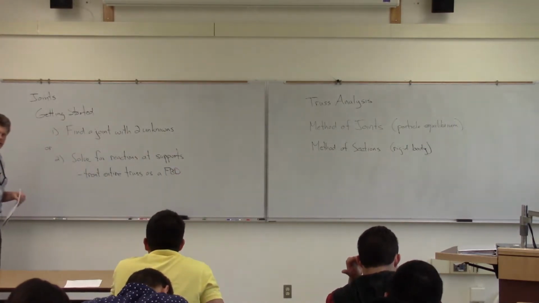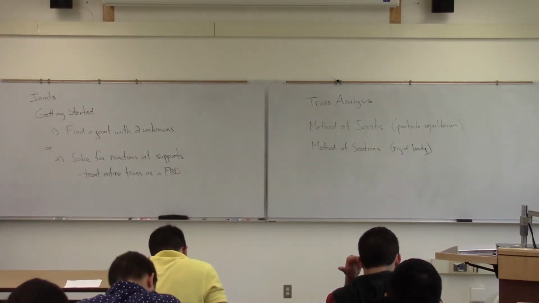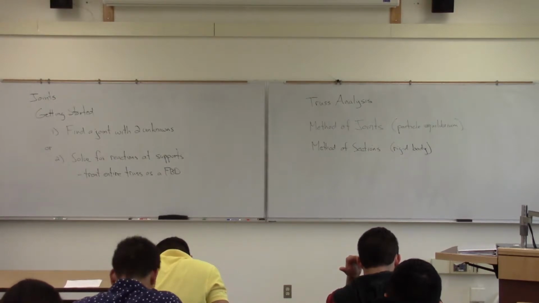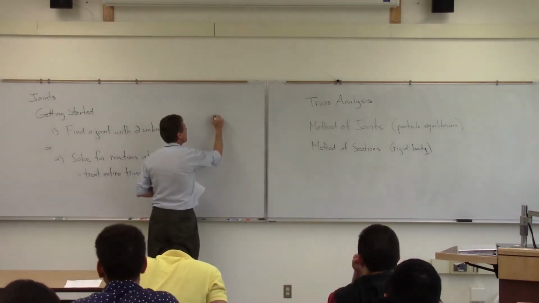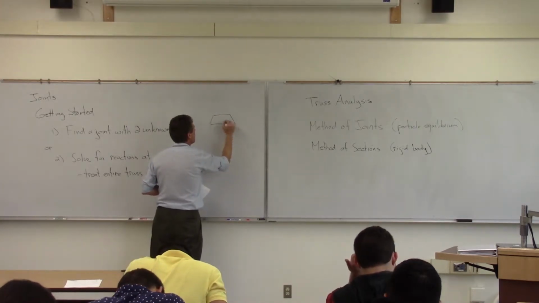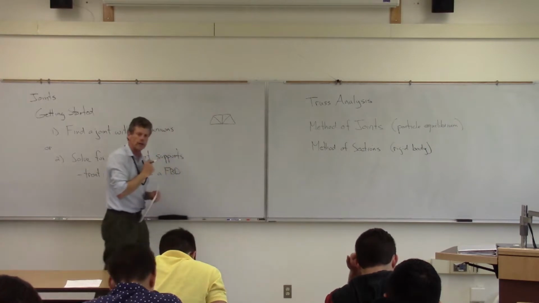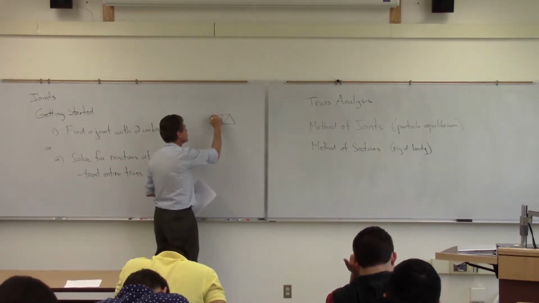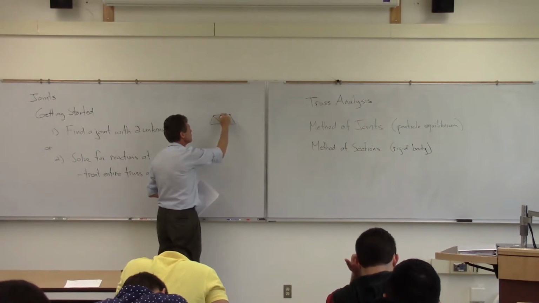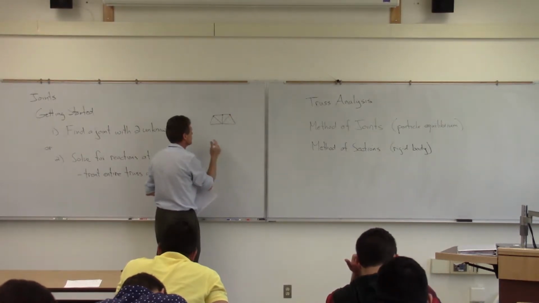So we're going to treat the entire truss as a free body diagram. We're basically not going to look at what's going on internally. So we'll have a situation where you might have a truss like this, and you can't find the forces, because there are three unknowns there, three unknowns there, three unknowns there. Don't know how to deal with that.